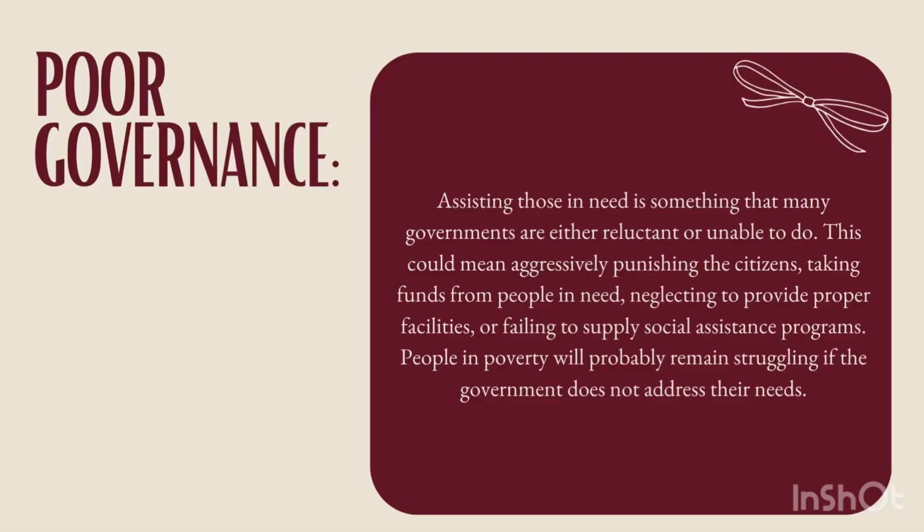Could you go into depth on some of those? Yeah, of course. For example, poor governments. Assisting those in need is something that many governments are either reluctant or unable to do. This could mean aggressively punishing the citizens, taking funds from people in need, and neglecting to provide proper facilities or failing to supply social assistance programs. People in poverty will probably remain struggling if their government does not address their needs.